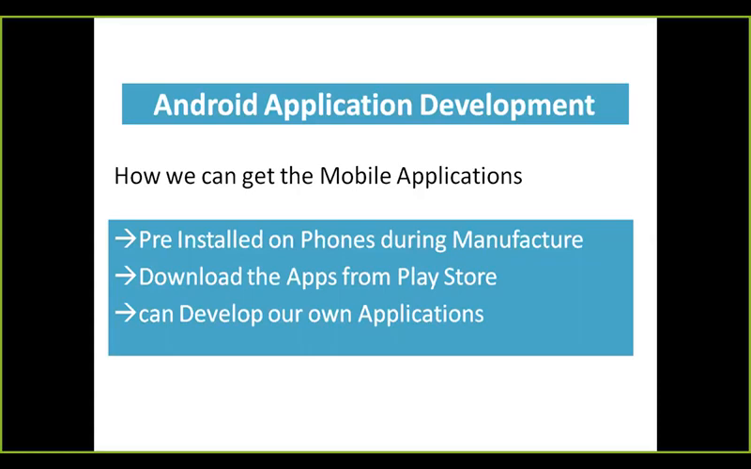The second way is we can download applications from the Play Store. In Android, we download applications from the Play Store, and in iOS, we download applications from the App Store. When I want to interact with Facebook, WhatsApp, Skype or Twitter, we can download all these applications from the Play Store. That is the second way, guys.